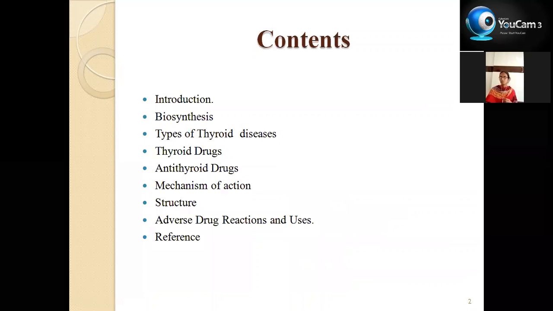So in this we will discuss the introduction, what is the thyroid and what are the antithyroid drugs, what is the thyroid gland and where it is located and what are its functions, biosynthesis, what are the types of thyroid diseases, what are the thyroid drugs we are using and what are the antithyroid drugs we are using, mechanism of action, structure, adverse drug reactions and uses.